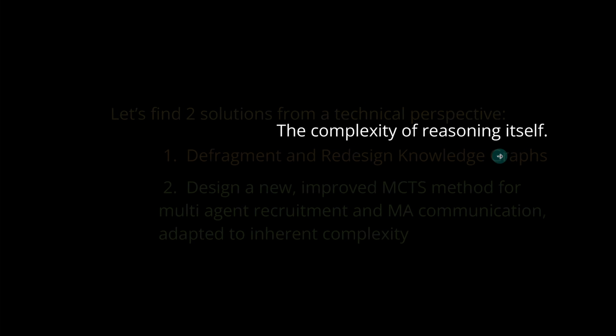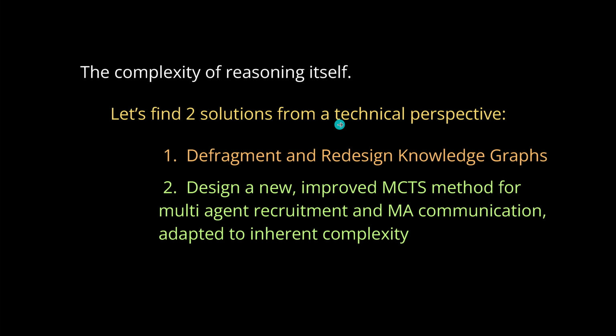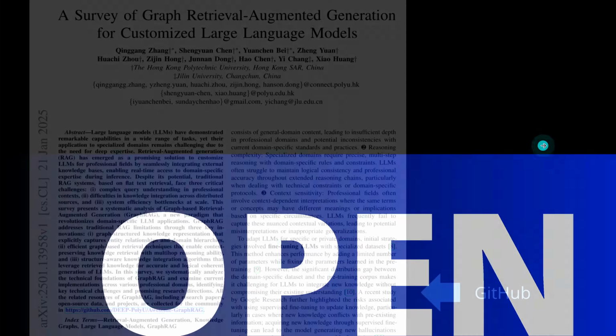And you would ask, what is holding us back? And the answer might surprise you, because it is the complexity of reasoning itself. Today we want to find two brand new solutions from a technical perspective. We will defragment and redesign our knowledge graph, plus we will design a new improved Monte Carlo tree search methodology for a new multi-agent creation, recruitment and communication strategy that will adapt inherently to the complexity of my task. Let's open up the session and here we go.